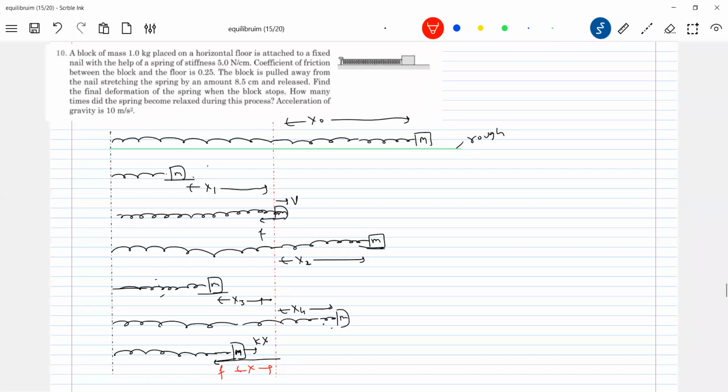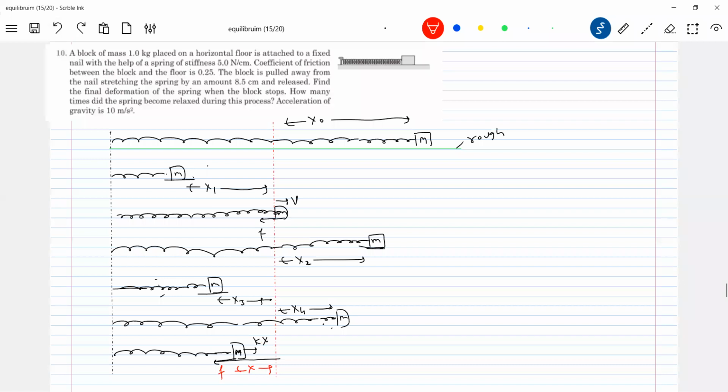So look at the question, what it is. How many times did the spring become relaxed during this process? Find the final deformation of spring when the block stops. He is asking this x. How to get that? Final deformation of the spring when block stops. Final deformation means kx should be equal to mu mg. It's very simple. Then how many times did the spring become relaxed during this process is what is asked.